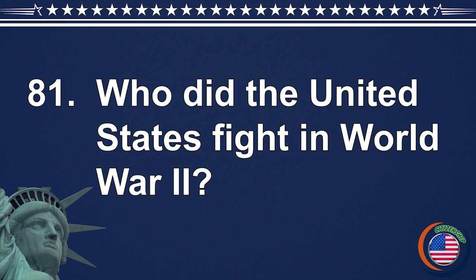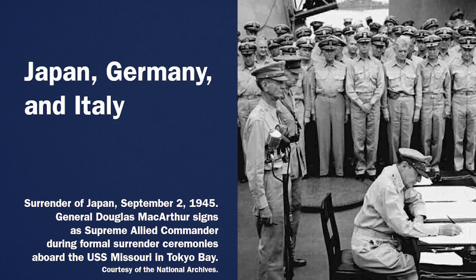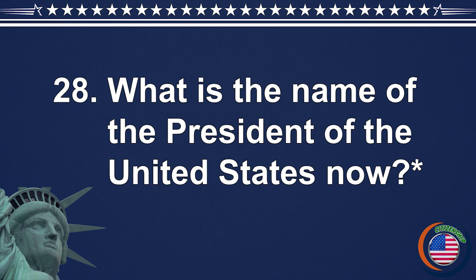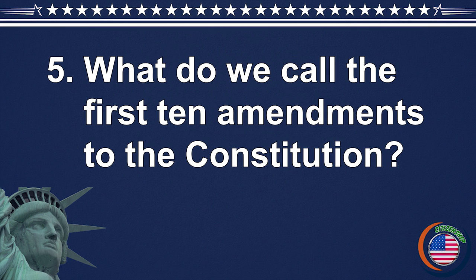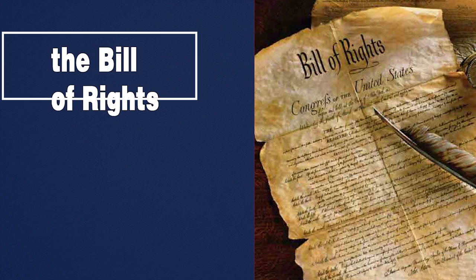Who did the United States fight in World War II? Japan, Germany, and Italy. What is the name of the President of the United States now? Joe Biden. What do we call the first 10 amendments to the Constitution? The Bill of Rights.